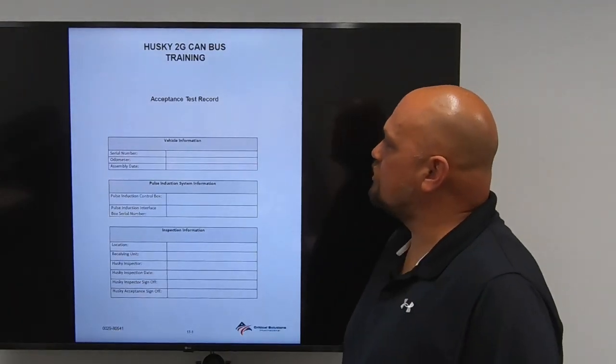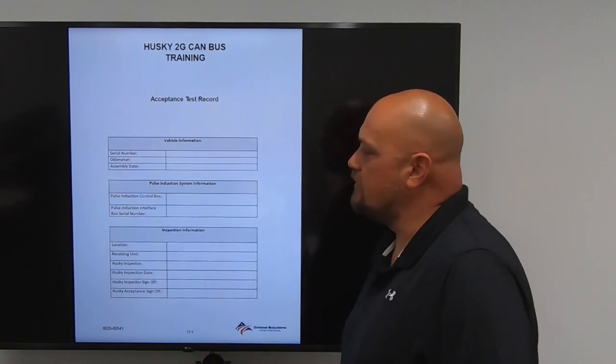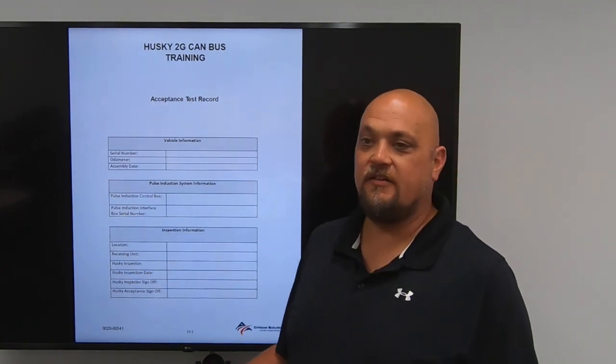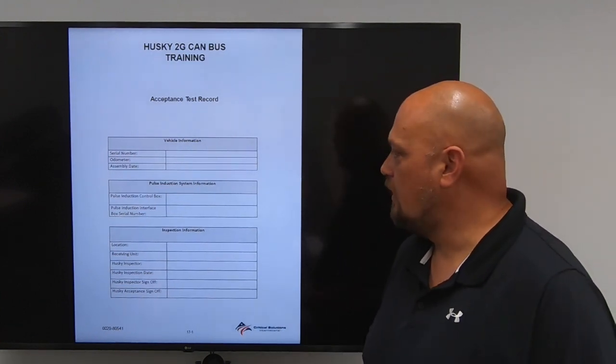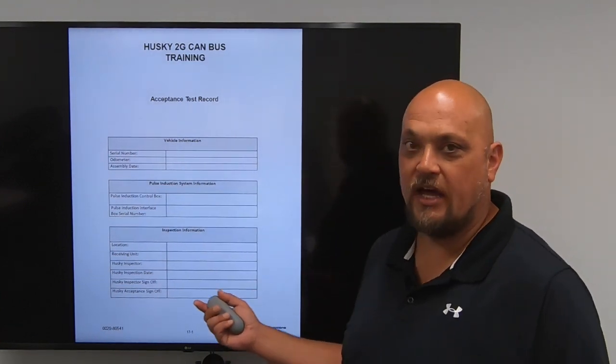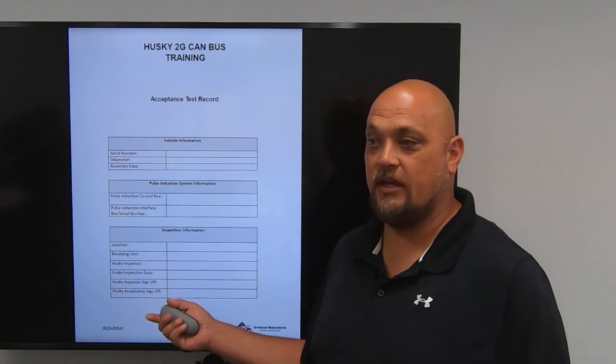Husky 2G CAN bus training acceptance test record. This record will be used to identify your vehicle, your Husky 2G, once you either assemble it or receive it. You'll store data in here as well as mark each item that you're to be inspected, either pass or fail. Through this video, we're going to go through each item, each area, and talk about some of the different things.